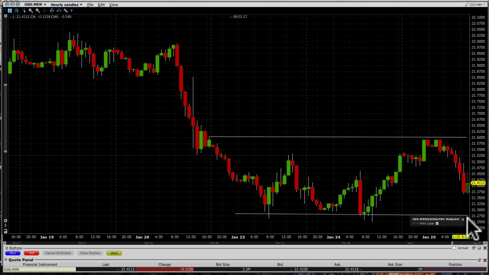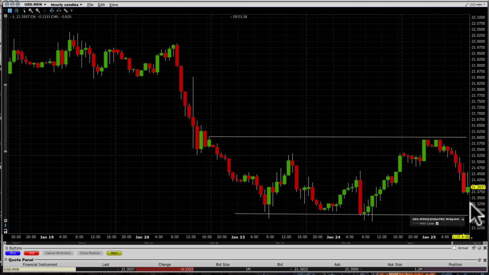If we break down below 21.27, I would add to my position. I've got a small position on the peso right now, 120,000. Long the peso, short the U.S. dollar. If it breaks down under 21.75, over here we have a double bottom. If it breaks that double bottom, I would add to my position. Right now we're in the middle of the range.